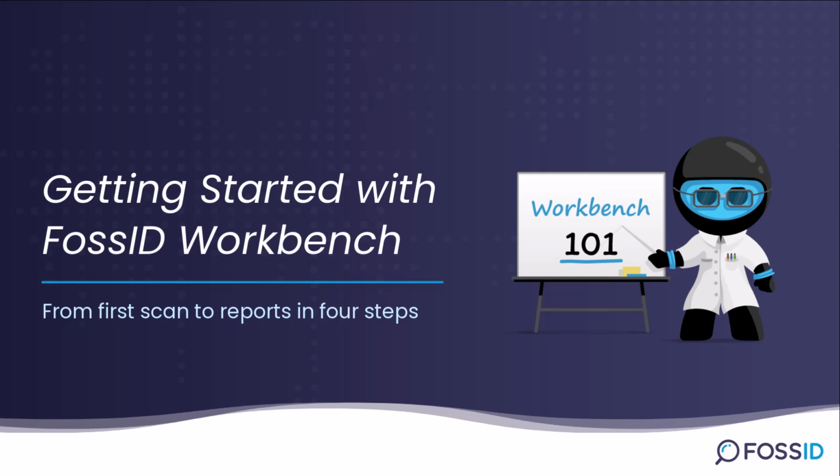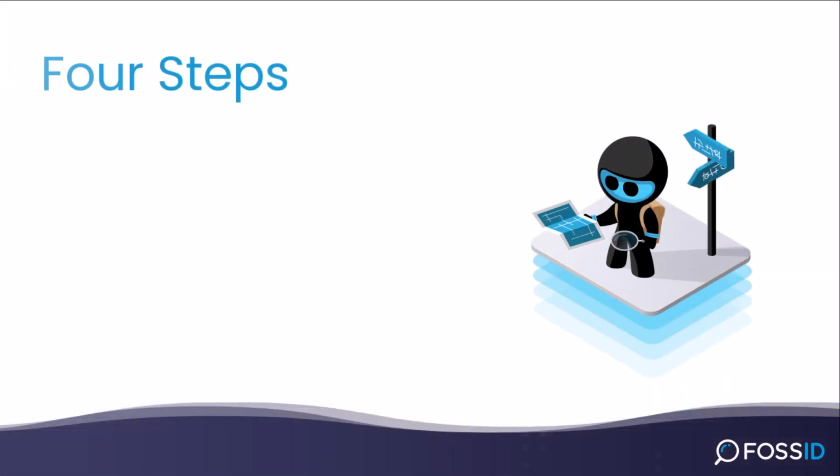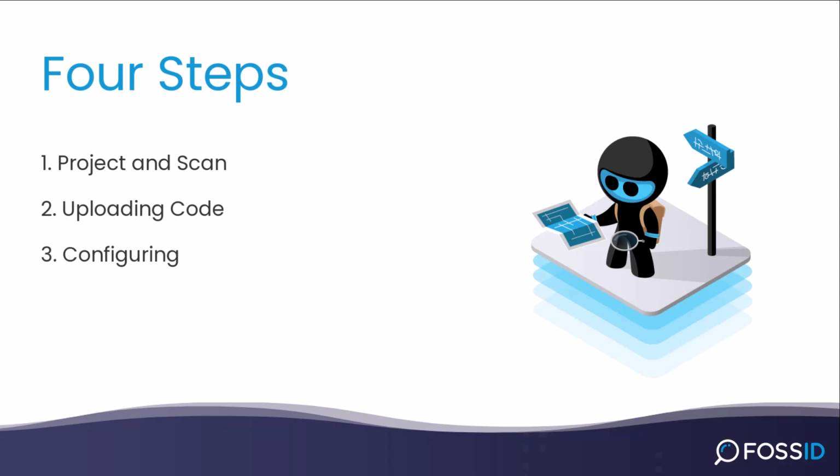The FossID software composition analysis suite is designed to meet the complexity and scale of large enterprise teams. But in this video, we're going to start simply so you can grasp the core concepts. We'll walk through 4 steps: creating a project and scan, uploading code, configuring, and lastly, running the scan and reviewing results and reports. Then we'll show you where to go next to dive deeper with Workbench to scale and automate your software composition analysis workflows.